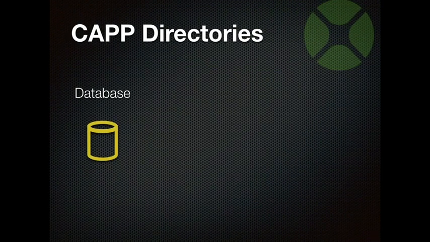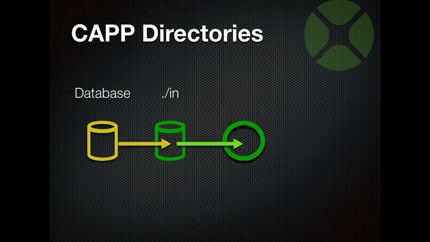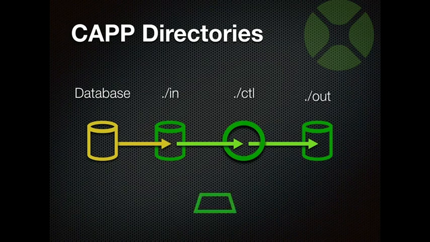Then we have directories. We have one directory where the database is located in. Then we have an input directory. That means that is where the stuff is which is used as an input for the template. And we have the template directory, which is control, and we have the output directory, which is called out. This is the structure what we have, plus the binary. We have CAPP, and then we have in, control, out, binary.